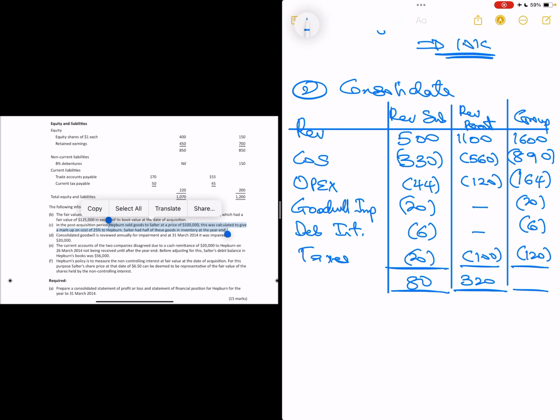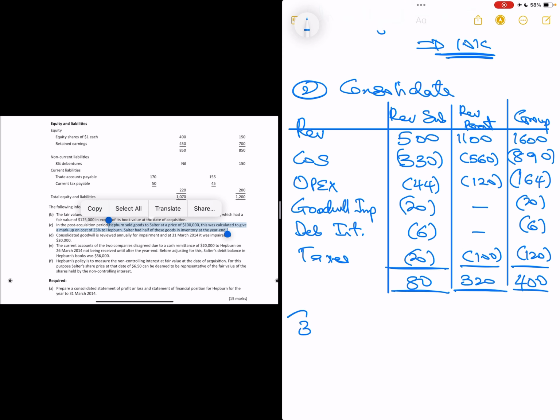And with this, we can get what our final group profit is. So that's 1,600 minus 890 minus 164 minus 20 minus 6 minus 120. And that gives us 400. So 400 is the group profit, and it's as simple as that.